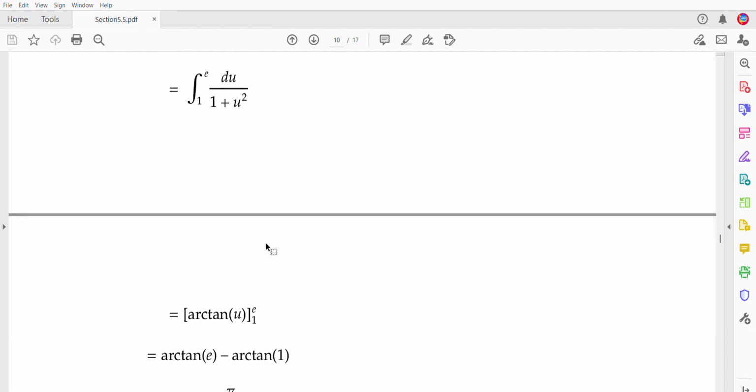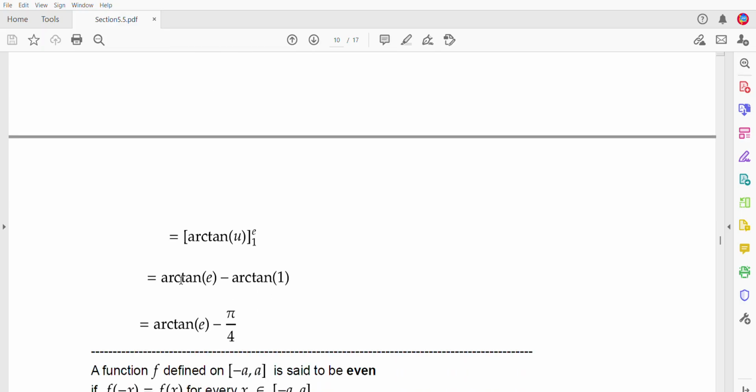Arctan of u, upper limit e, lower limit 1. Apply: arctan of e minus arctan of 1. We know arctan of 1 is pi over 4, and that's your final answer here.